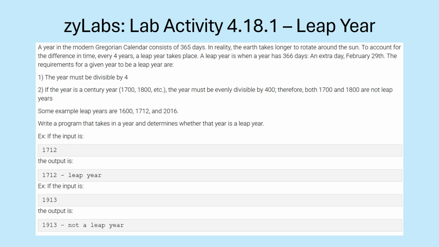An example of this is given in the zyLabs activity 4.18.1 for the program Leap Year. It's basically saying that we want to find which years given in an input are leap years, and they must meet two conditions. The year must be divisible by 4, and the year must not be a century year, or, in other words, the year must be evenly divisible by 400. Some examples are given if you'd like to pause and look at what was provided.